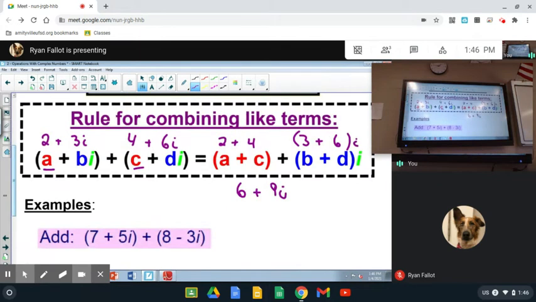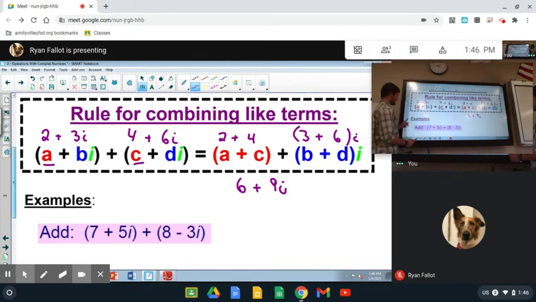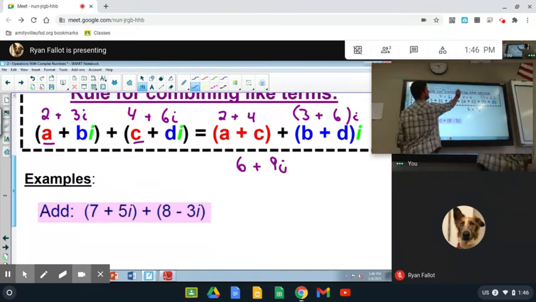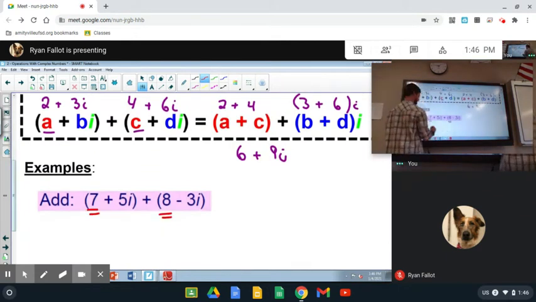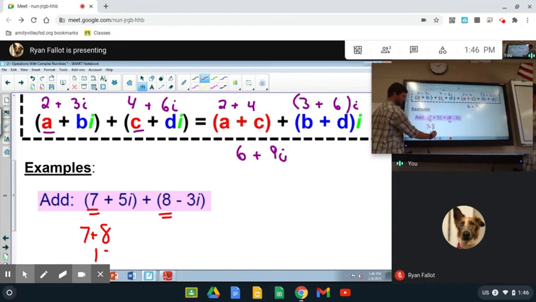Give that guy a try. Pause your video, try that out, use my example to help you out. 7 plus 5i plus 8 minus 3i. Give you a minute. Okay, we're going to use the same idea. So if you didn't pause your video, you're cheating. You are going to add the numbers in front first. The numbers in front are 7 and 8. If you want to do the parentheses thing, be my guest. But you know 7 plus 8 is 15. We'll leave it as 15.